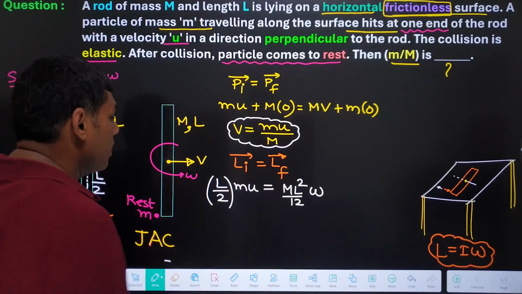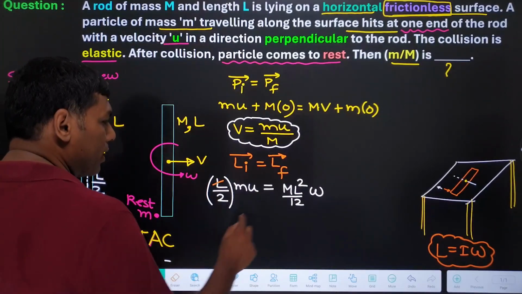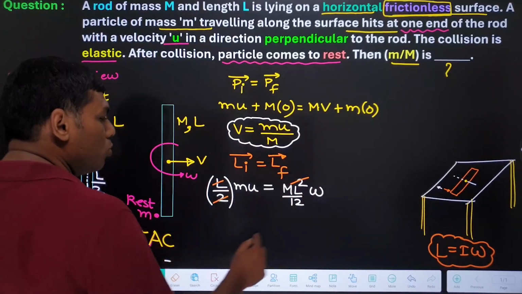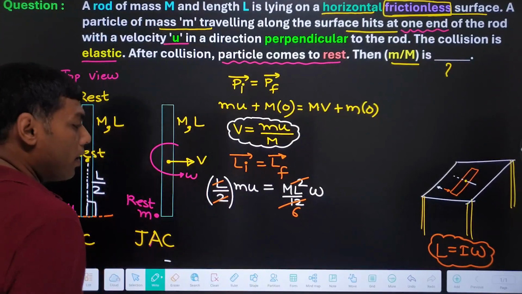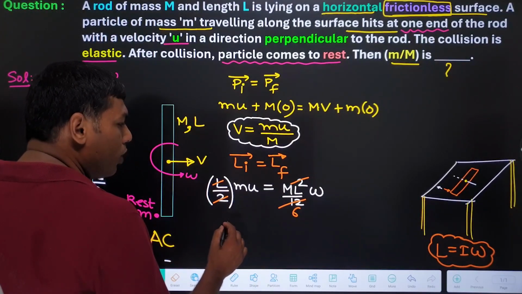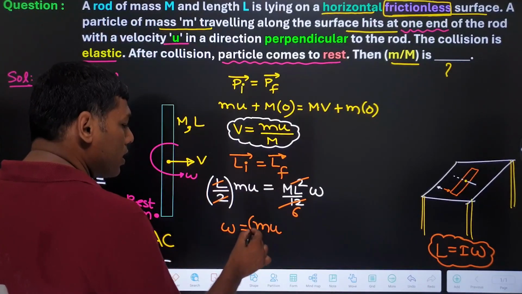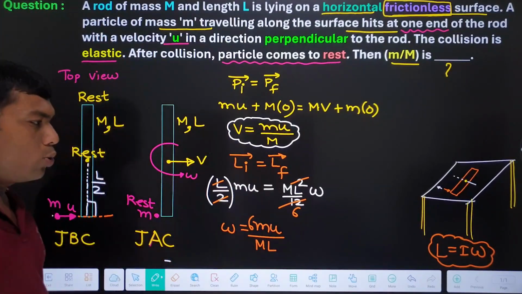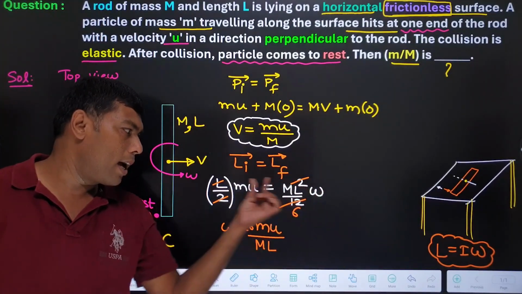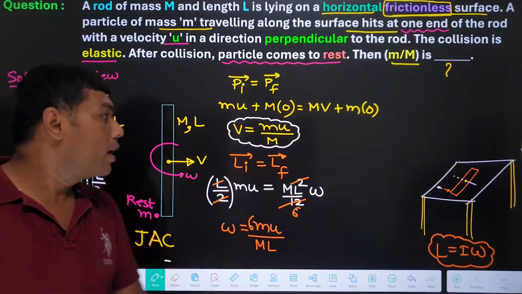Agree with this? Now going further, this L can get cancelled out. This 2 and then 12 we can write here the 6. We have another relation here. We can write that omega is equal to mu 6 by ml. Do you agree with this? This omega is 6 mu by ml.